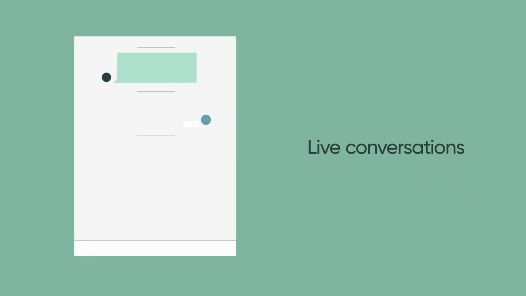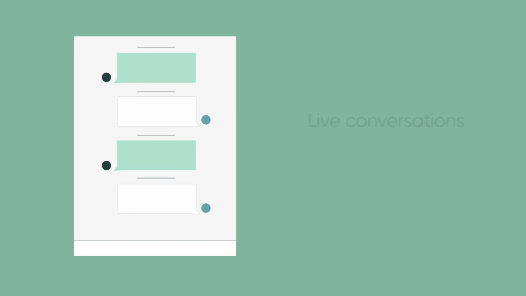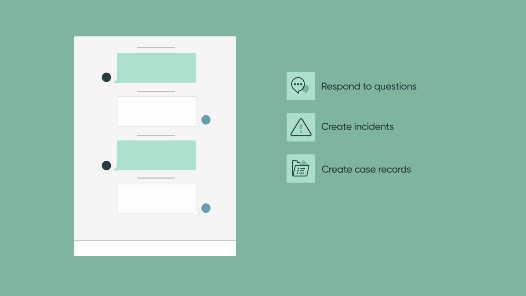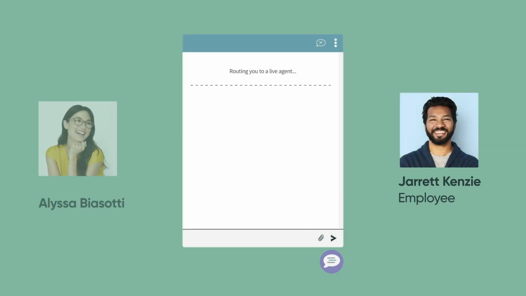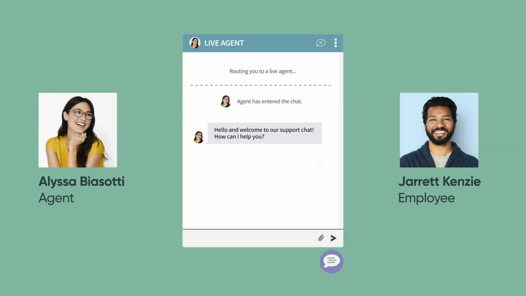Agent Workspace Chat lets agents have live conversations with customers and employees. From a chat, agents can respond to questions, create incident or case records, or transfer chats to other agents or service queues. For example, when an employee asks for a new desk phone, the agent can create a request to submit the order.